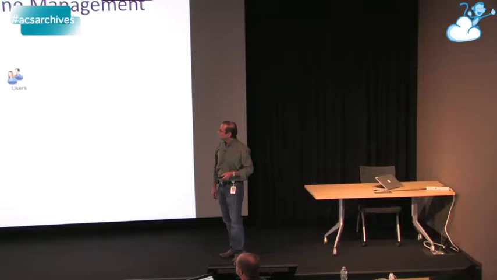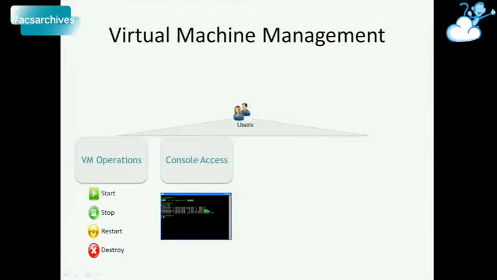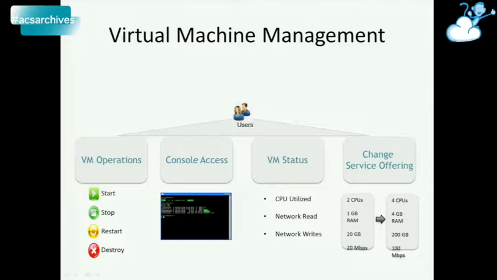So if you're a user, you can do regular VM operations: start, stop, restart, destroy, fairly standard for an IaaS cloud. You get console access through an Ajax console, which you don't need to install anything for. It displays right in the browser. You get statistics about the VM: how much CPU is utilized, networks, reads and writes. No disk IO yet. And then you can always shut down your VM and change the service offering. I'm on two CPUs now, I want four CPUs, and boom, you're up and going.